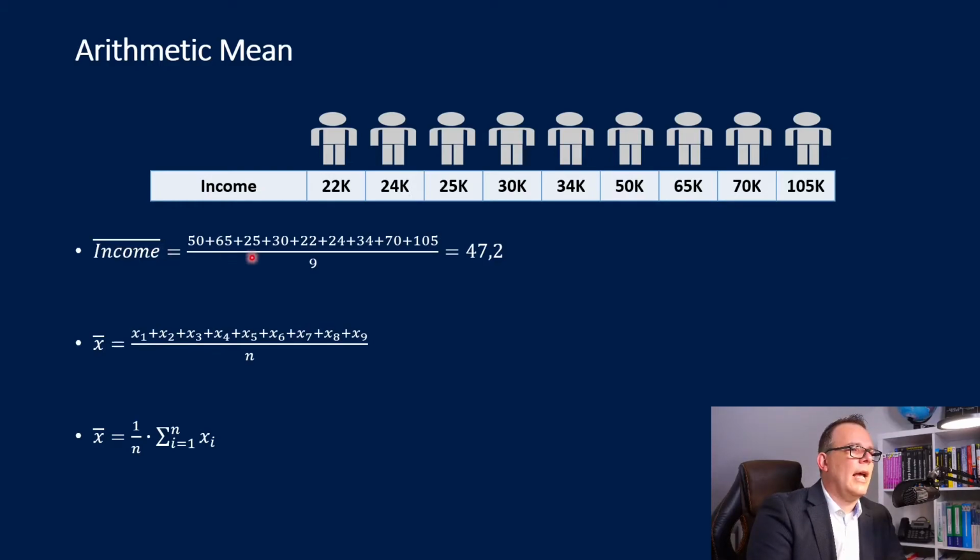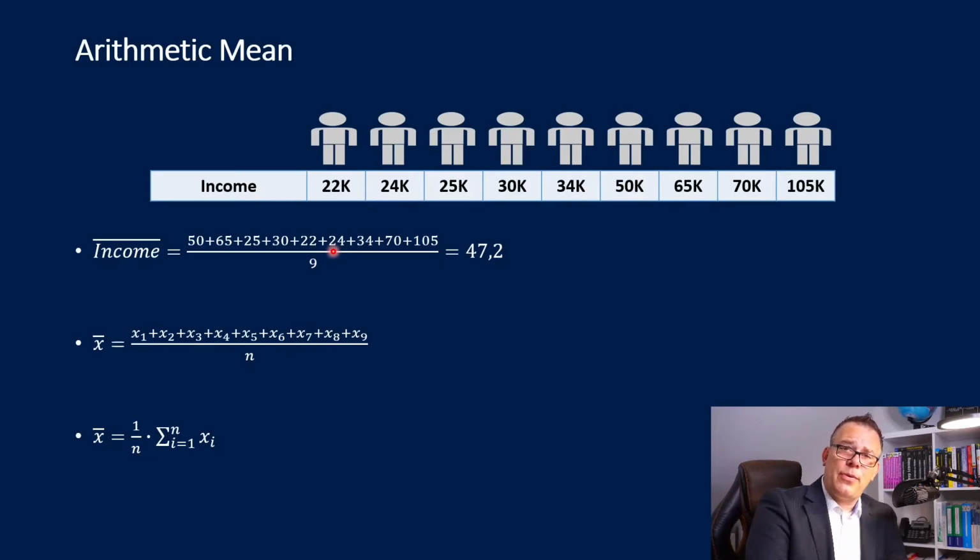We have to add all those numbers. 22 is here, 24 is here, 25 is here, and so on and so forth, and divide that by the number 1, 2, 3 to 9. So we have 9 observations, and that is 47,222, as we know from R. So exactly this number here, just abbreviated and leaving away all those zeros.